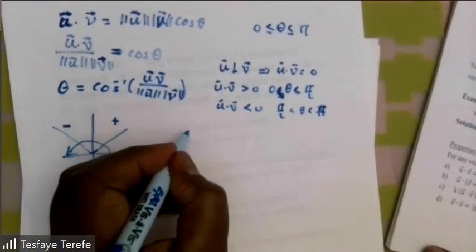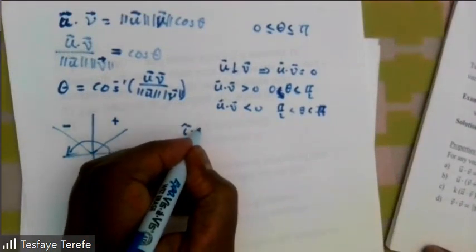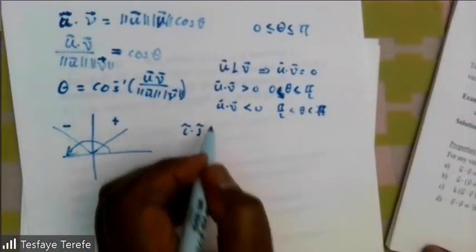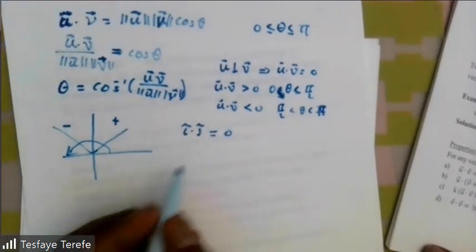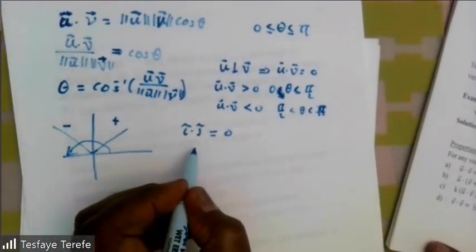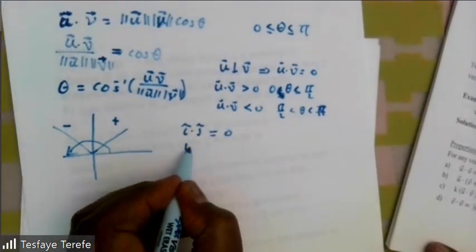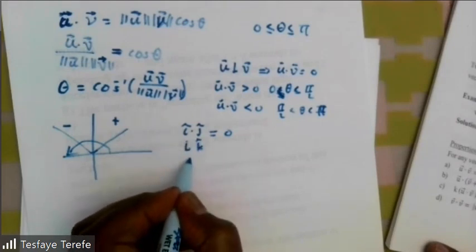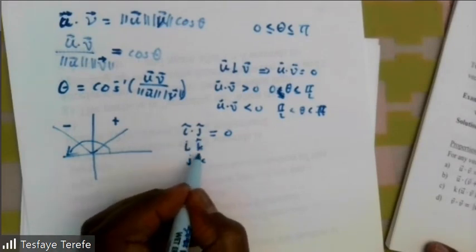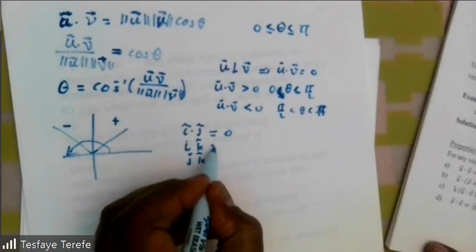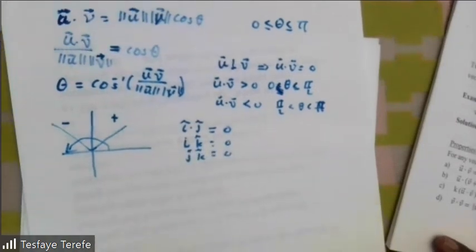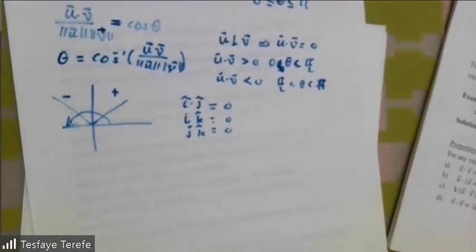And remember, the dot product of vectors at 90 degrees is 0. Then what can we say? The unit vectors i and j are forming 90 degrees. Their dot product has to be 0. The dot product of i and k, and for that matter, j and k, all these are going to be 0.